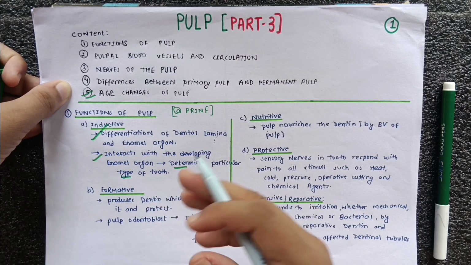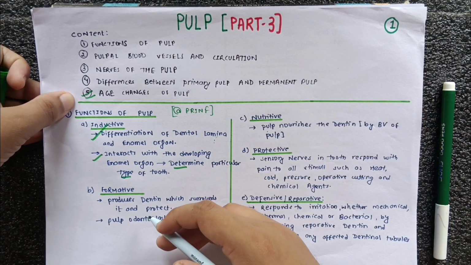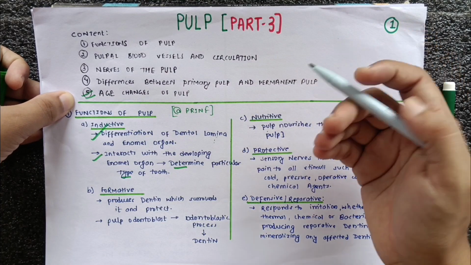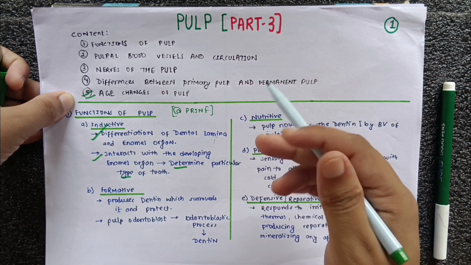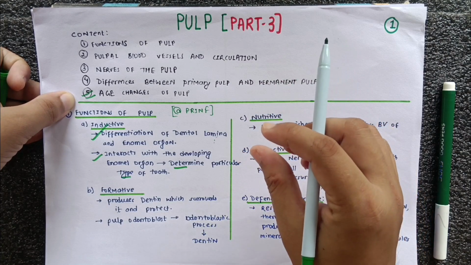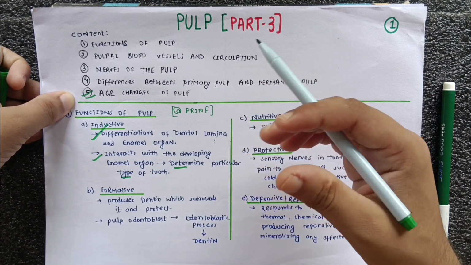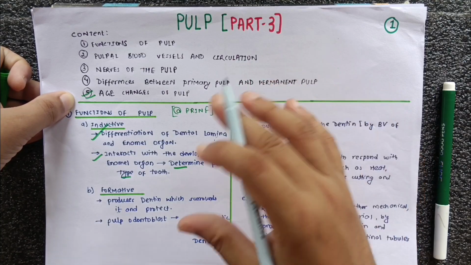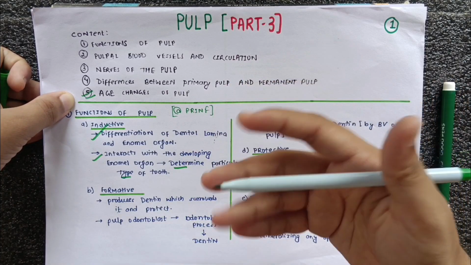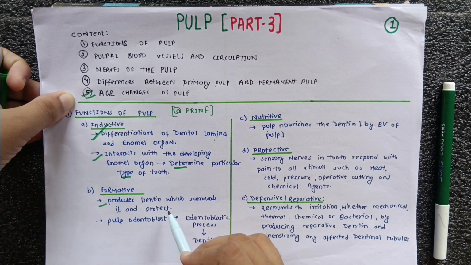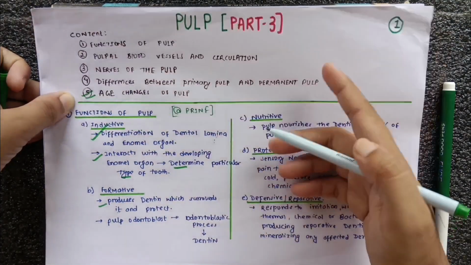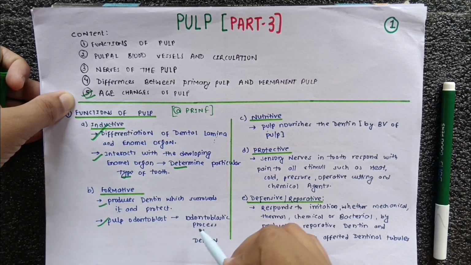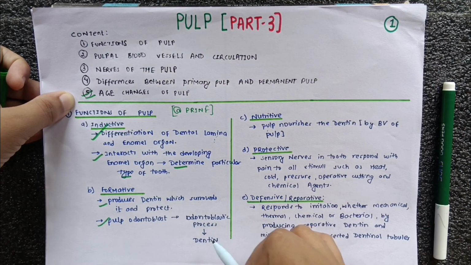After the inductive function we move to the formative function, and formative function means it forms something. It produces the dentin. The odontoblastic zone of the pulp contains the odontoblasts, which produce the odontoblastic tubules, and those are responsible for the production of dentin which surrounds and protects the pulp. The pulp odontoblastic process is formed from that and dentin is formed.